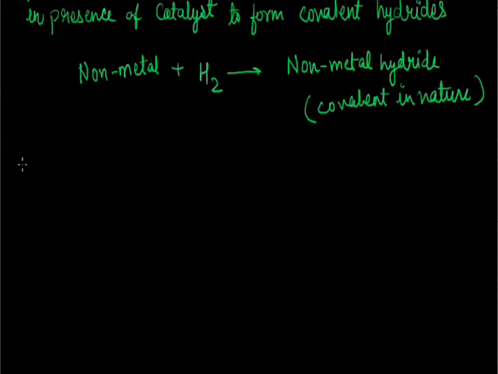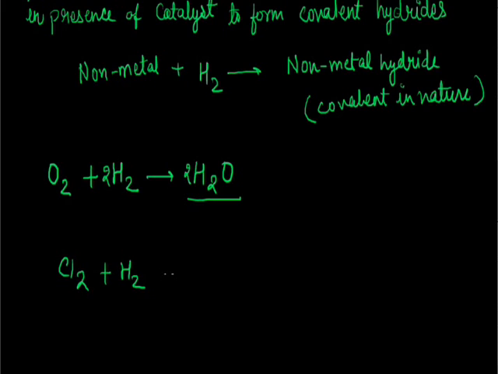For example, with the oxygen, hydrogen combines with the oxygen and it will form the oxide, that is the water. It is covalent in nature. Or we can say with the other halogens like chlorine, it will form the hydrogen chloride, that is known as hydrochloric acid. It is also a covalent hydride. These hydrides are covalent in nature.